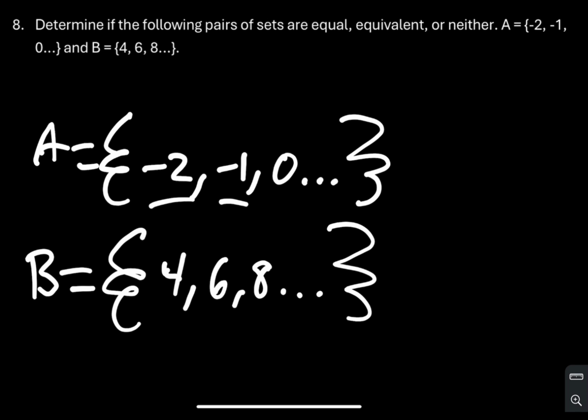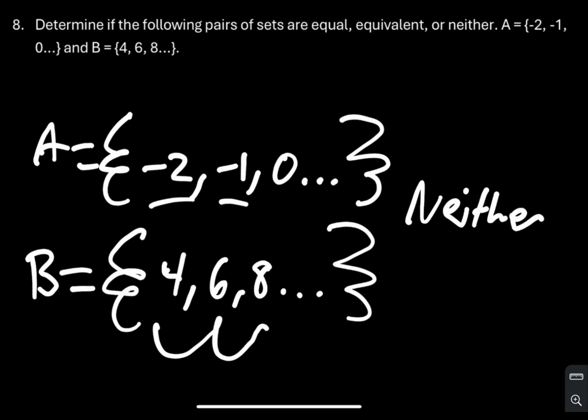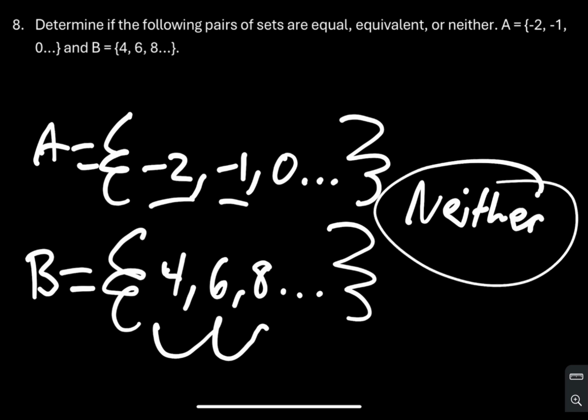Now, are these sets equivalent? Well, if you notice, A starts at -2 and it just follows a pattern of counting each whole number until positive infinity. Set B is skipping by 2 or just counting even numbers all the way to positive infinity. So knowing that they're not going to have the same amount of elements in their set when they reach positive infinity, we know that these sets are going to be neither equivalent and neither equal. So that's going to be your answer.